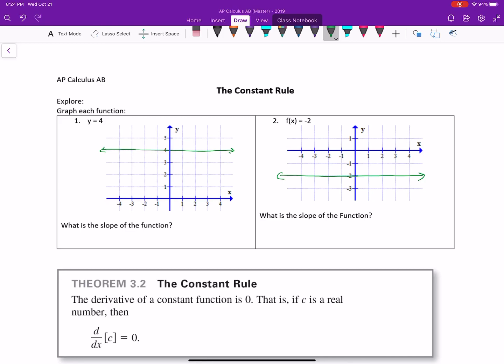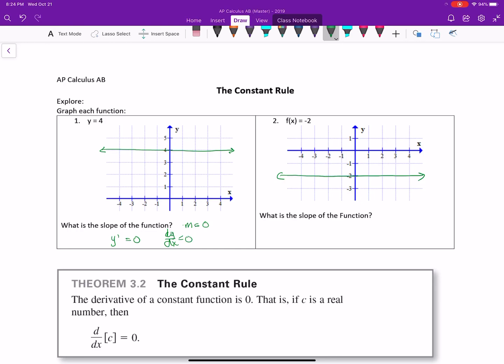For number 1, I got a horizontal line at y is equal to 4. I drew it in. What's the slope of that function? Well, we know that the slope of a horizontal line is equal to 0. So that means, remember, the slope of a function is also its derivative. So y prime is equal to 0. Or you could have written dy dx is equal to 0, whichever notation you're picking.